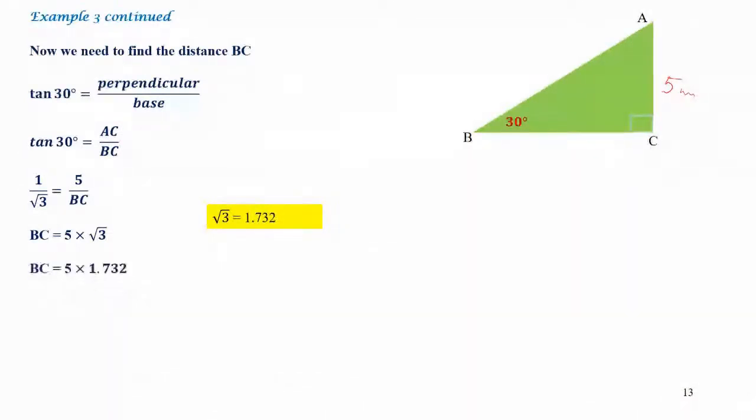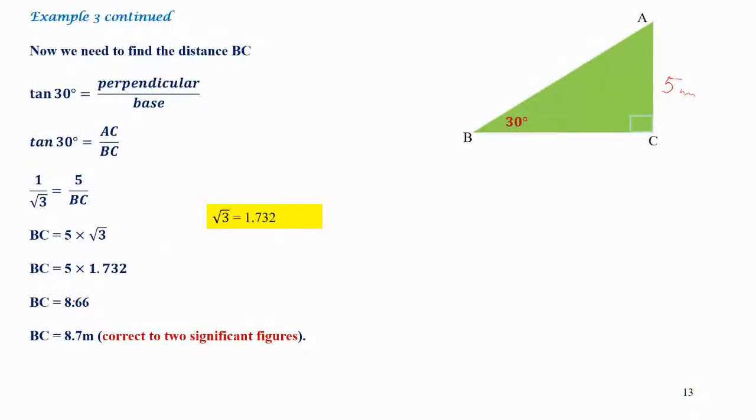Substitute the value of root 3. Multiply. BC equals 8.66. Now, we have got something more. There was a rounding off. Don't forget that.